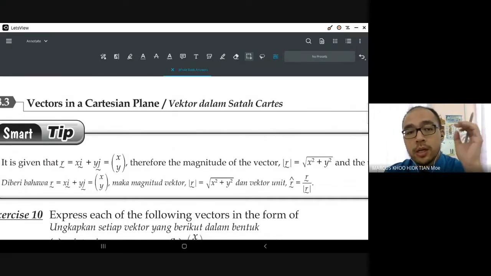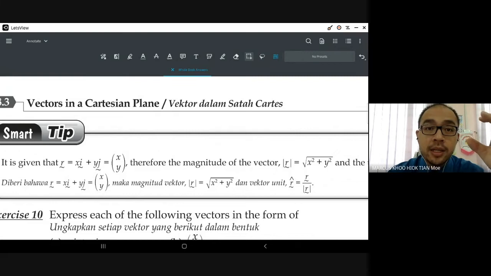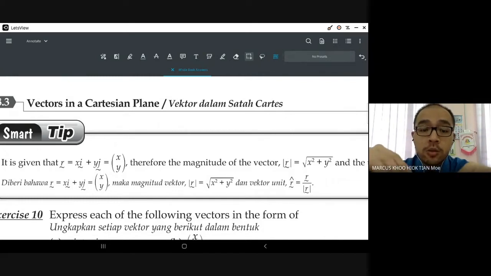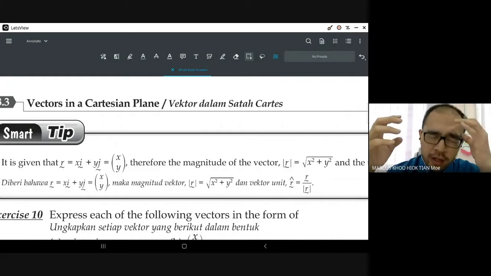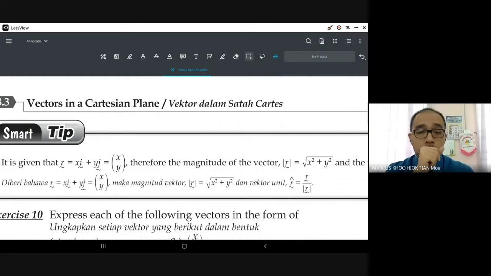Today we're going to be talking about vectors in a Cartesian plane. When we talk about Cartesian plane, we're talking about coordinates. So we're going to use what we know about coordinates and what we know so far about vectors to talk about vectors in a Cartesian plane.